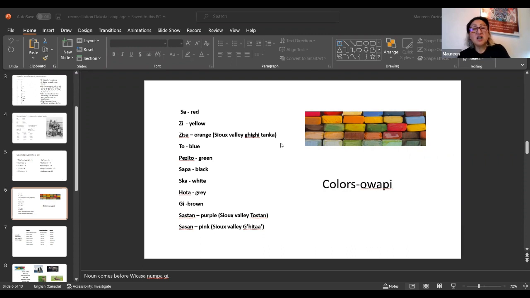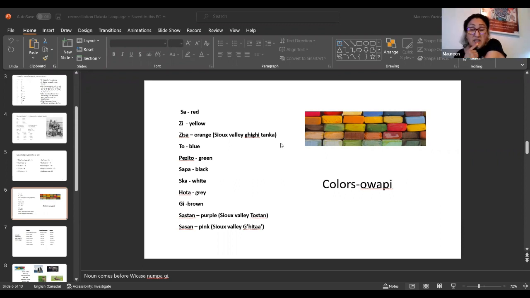Purple is shashta. And Sioux Valley is recognizing purple as toshta. Pink is shasha. So you can write sh, sh, sha sha.